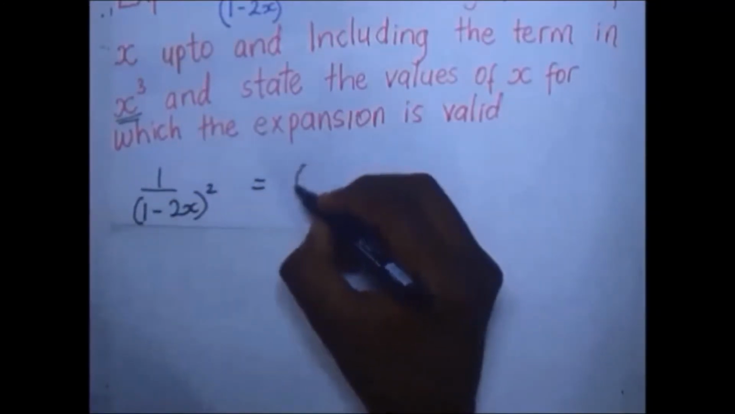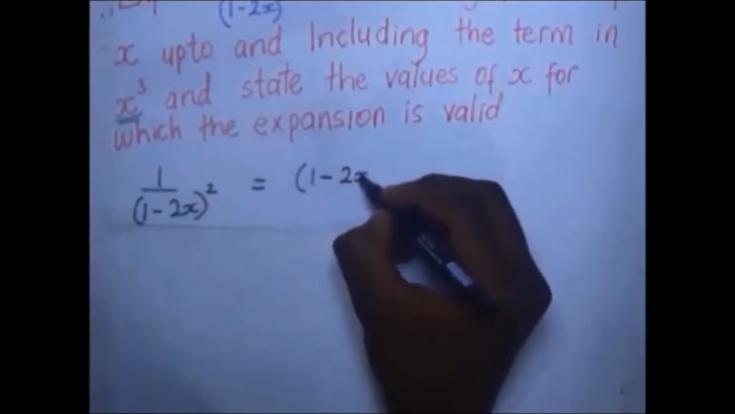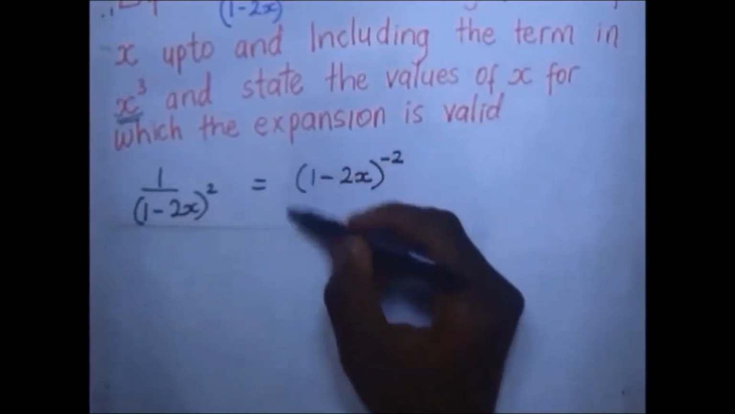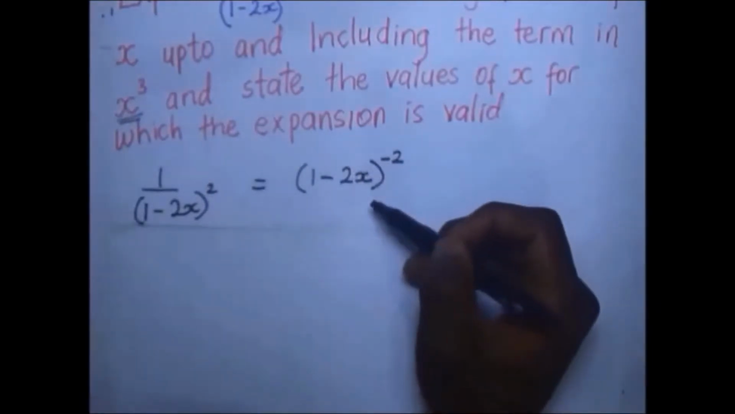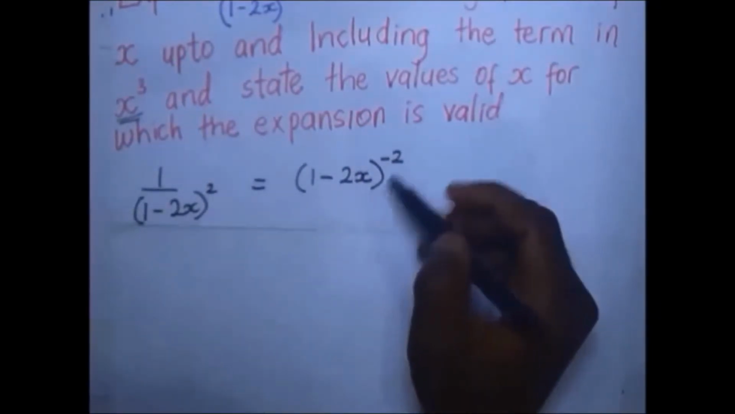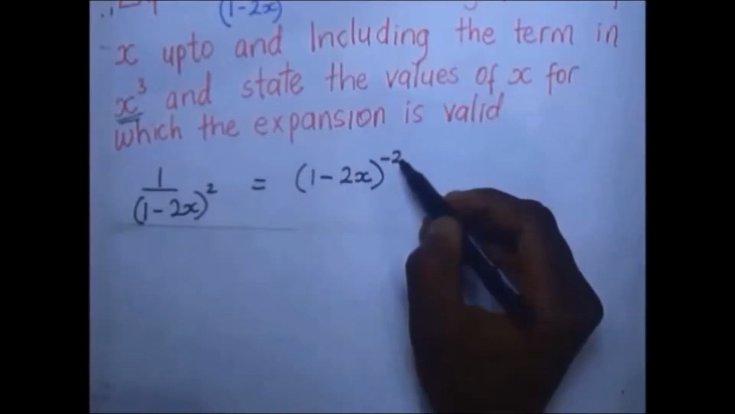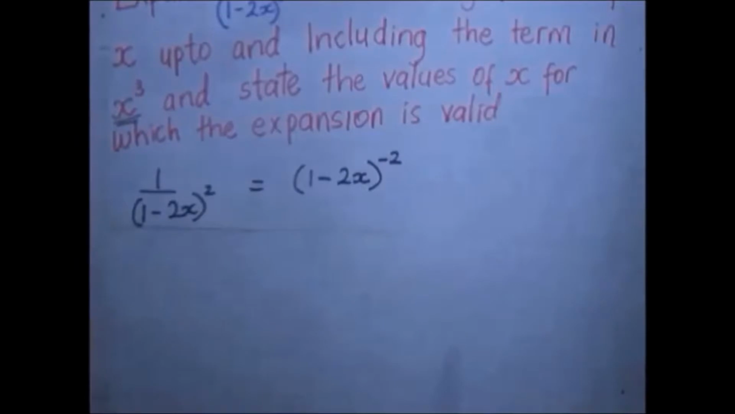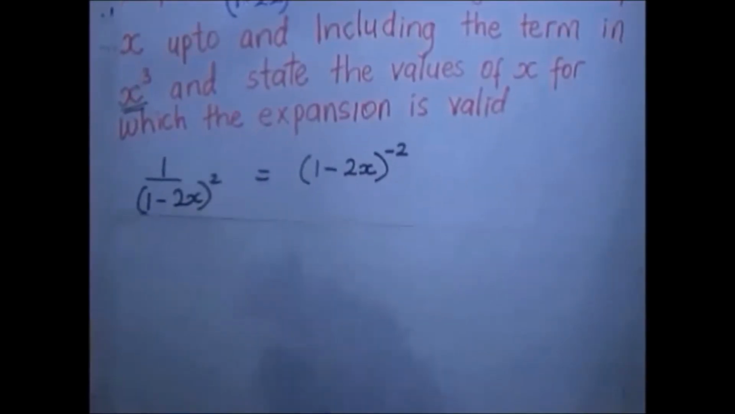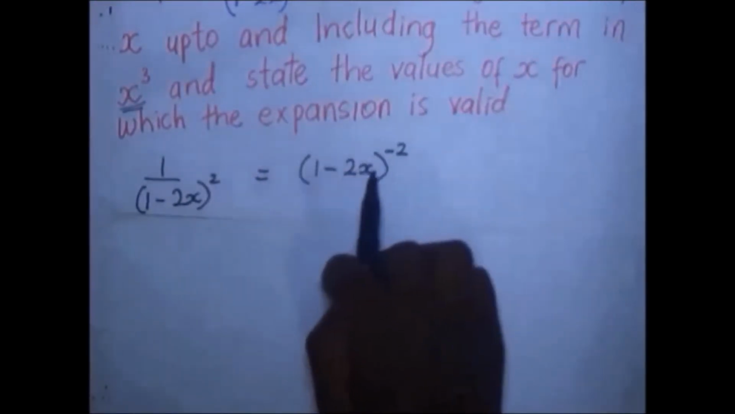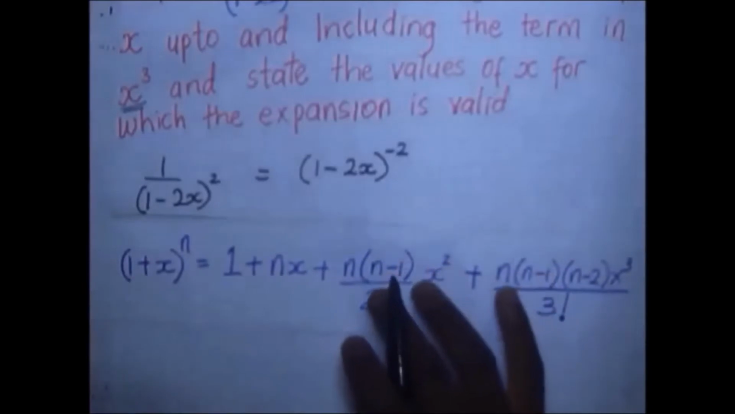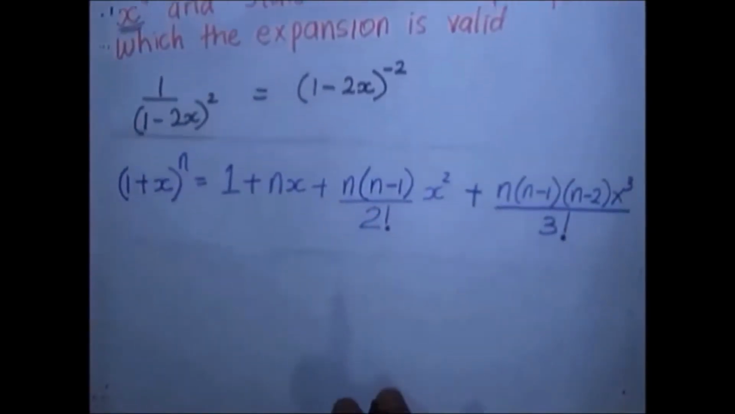This is the same as saying 1 minus 2x to the power negative 2. This is the binomial expression we're now going to expand. Expanding this binomial expression means that our value of n is negative 2. This is our value of a, and that's our value of b. So since it is 1 plus negative 2x, we are going to use this expression to expand it, just like I had introduced it in our earlier videos.